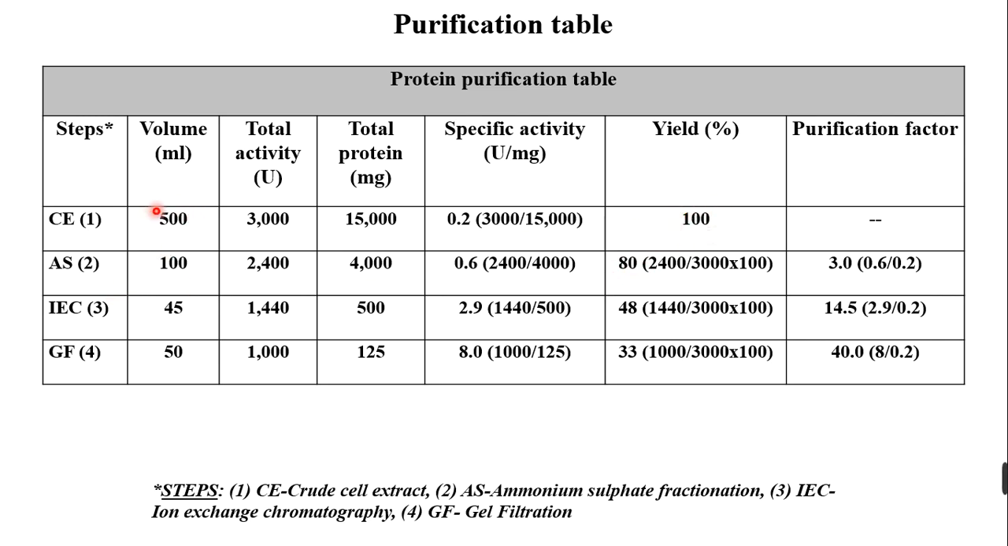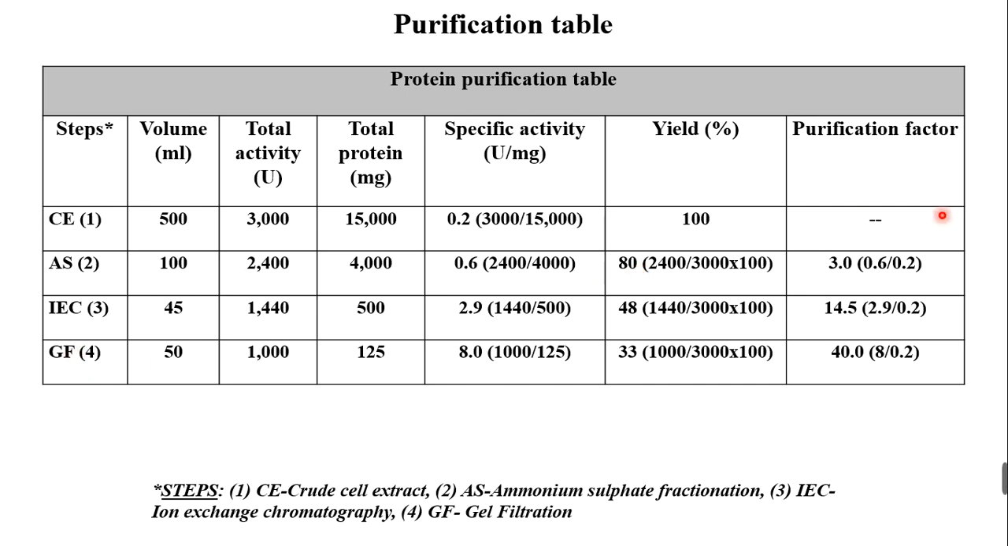The enzyme from 500 ml of culture filtrate, the crude extract, you got 80%. That means you lost 20%. The loss is inevitable. For each and every step there will be some loss. For a particular step you cannot purify exactly 100%. Some loss will be there. So this is a reasonable loss, and there is no issue.